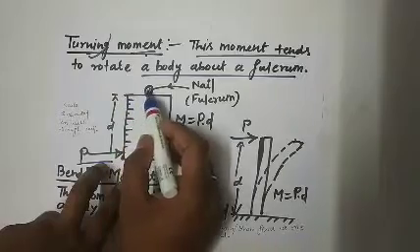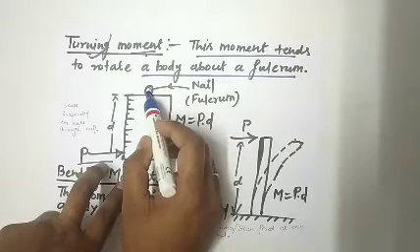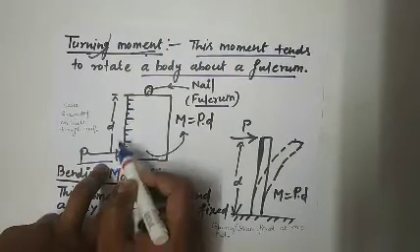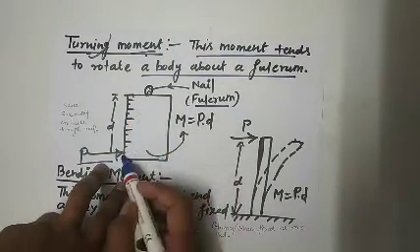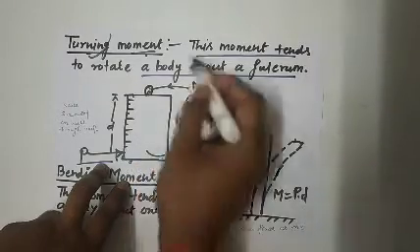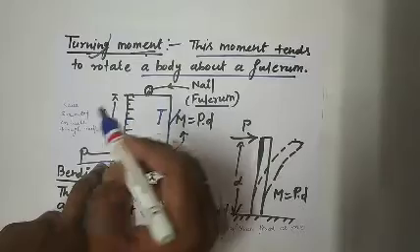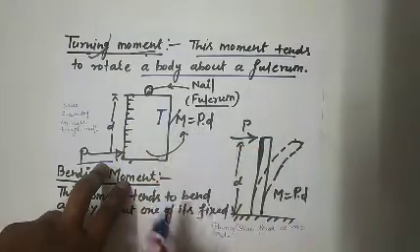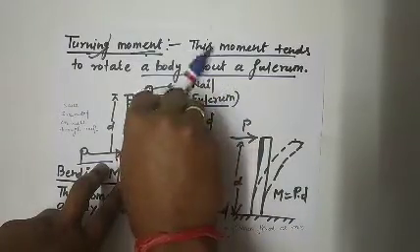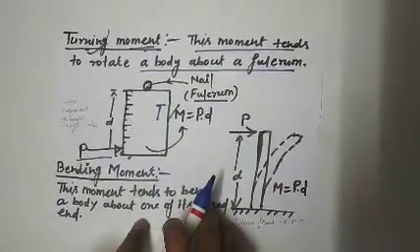Suppose this nail is fixed. The scale is fixed at this nail, which is considered the point of fulcrum. If we apply a horizontal force P at a distance t from this nail, then this force will try to turn the scale about this point in the anti-clockwise direction. Sometimes the moment is denoted by M, and sometimes we denote turning moment by T, then T equals P into d. Here the scale is free to turn about this fulcrum. The sole effect of the moment is turning.